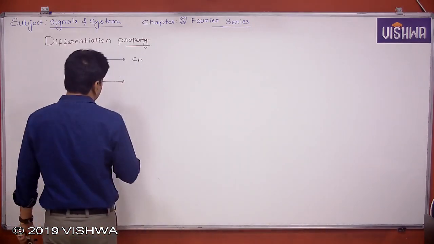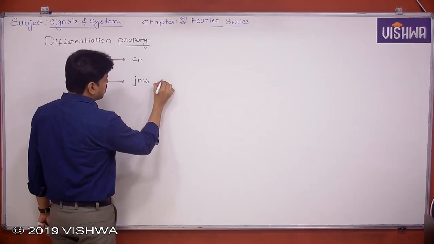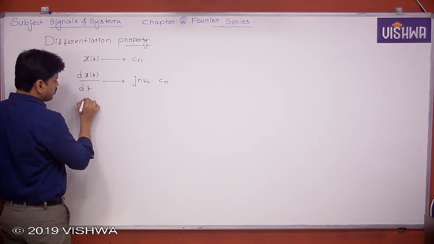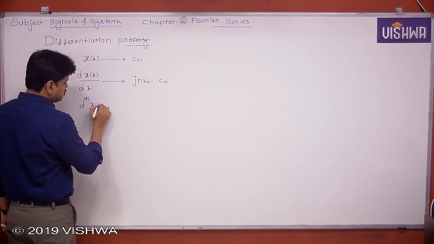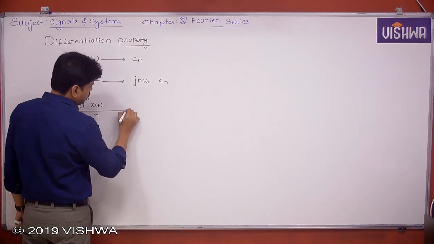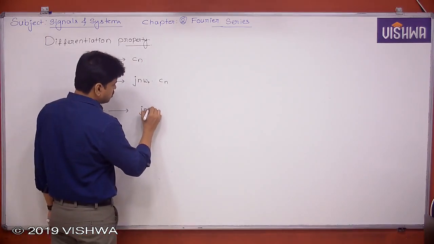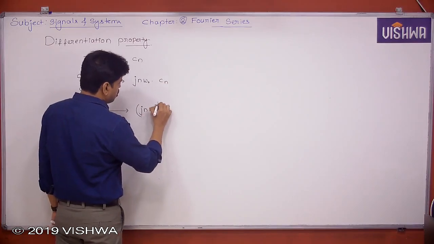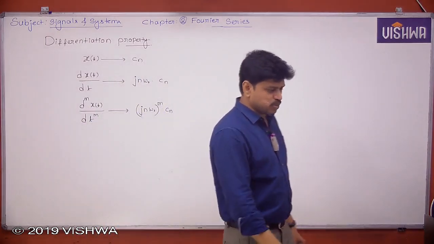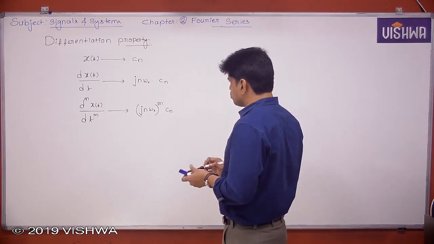So we have to write jn omega naught multiplied with Cn. Suppose I do differentiation m times, d power m by dt power m, then we have to multiply by jn omega naught m times. That means (jn omega naught) whole power m Cn. So this is what we have to write. Clear? Differentiation property. This differentiation property is very useful.